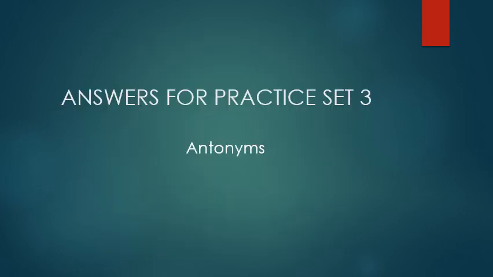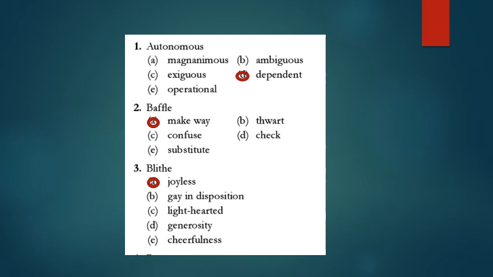Now let us see the answers for practice set number 3 on antonyms. Answer for the first one, autonomous. For autonomous, the antonym will be dependent, because exiguous means very small in size, magnanimous means very generous, ambiguous means not very clear.